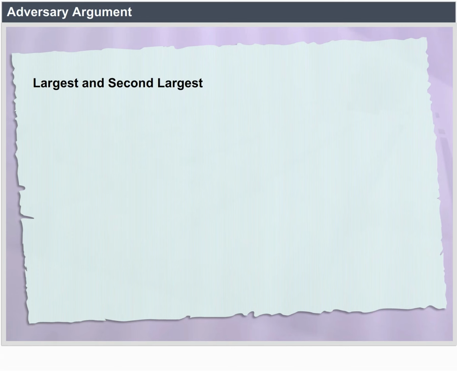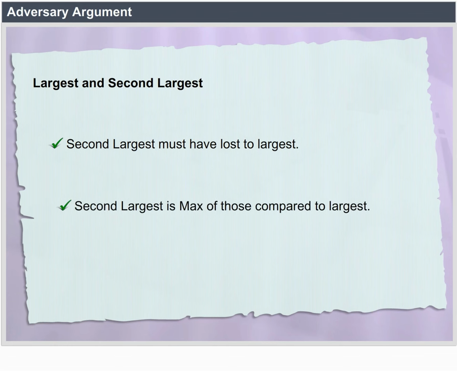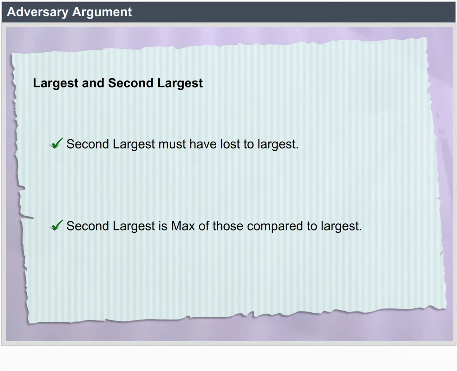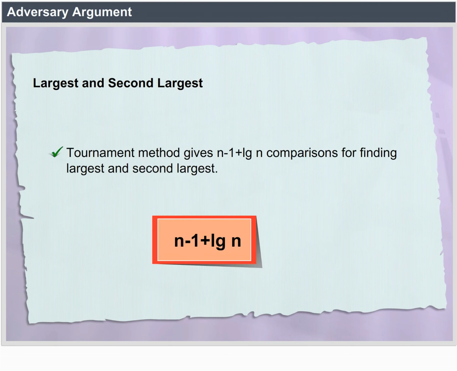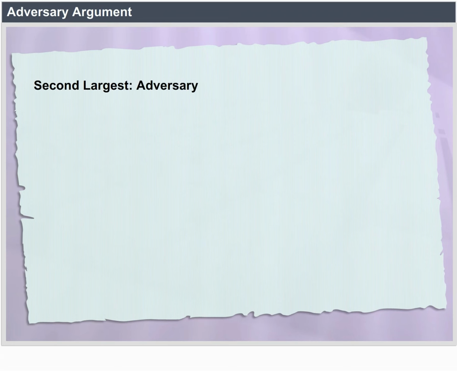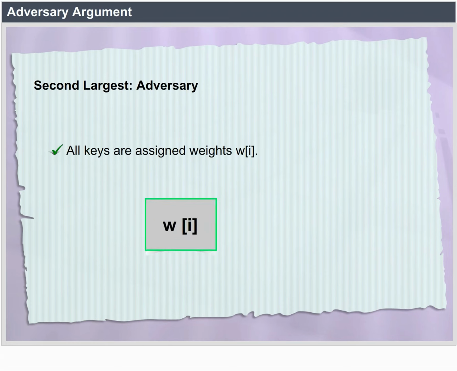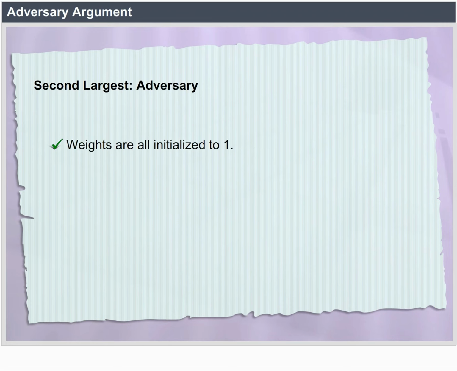Largest and second largest. The second largest must have lost to the largest. The second largest is the max of those compared to the largest. The tournament method gives n minus 1 plus log n comparisons for finding the largest and second largest. Second largest adversary: all keys are assigned weights W of I. Weights are all initialized to 1. Adversary replies are based on weights.